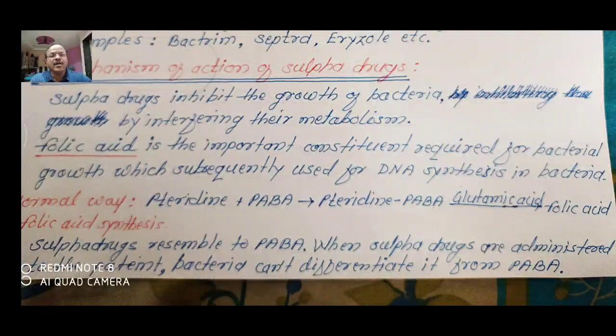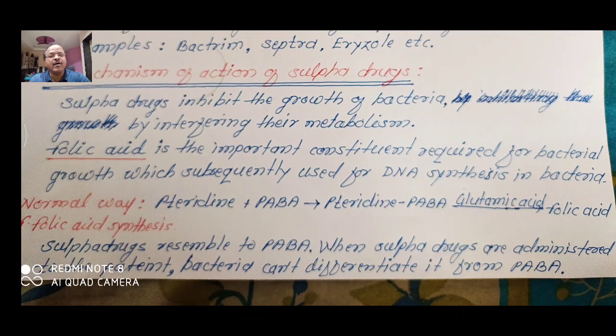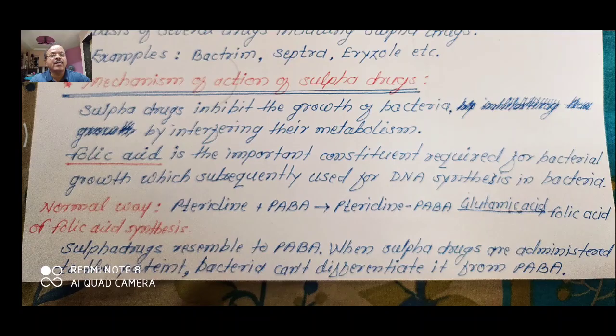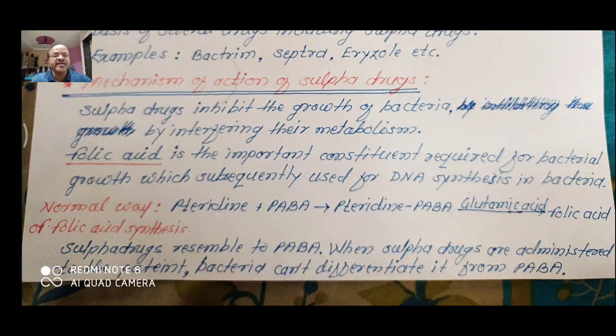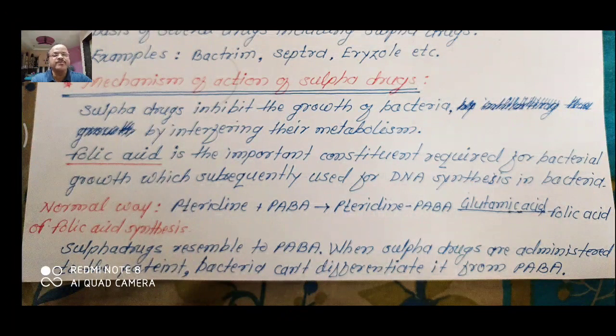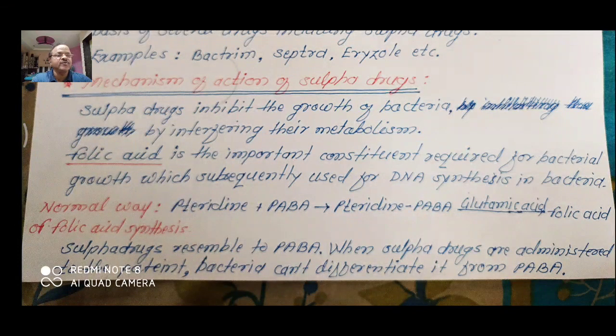Now, the normal way of synthesizing folic acid. Folic acid is the required component for bacteria, so how is it synthesized in bacteria? Pteridine plus PABA, that is para amino benzoic acid, forms a pteridine PABA complex, and this complex on reaction with glutamic acid forms folic acid.